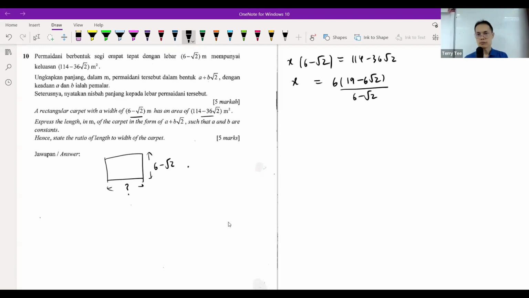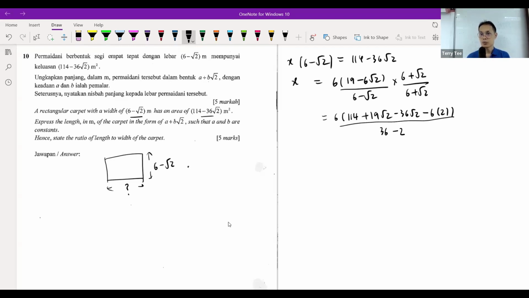Now, next, we want to find the length first. We want to rationalize the denominator by multiplying top and bottom with 6 plus √2. You have to multiply with its conjugate. So the conjugate of 6 minus √2 is 6 plus √2. Okay, so let's simplify further. 19 times 6, again, 114. Then this is 19 times √2, 19√2, 6 times 6, 36, negative 6√2, √2 times √2 is 2, divided by 6 squared is 36, then you minus √2 times √2 is just 2.